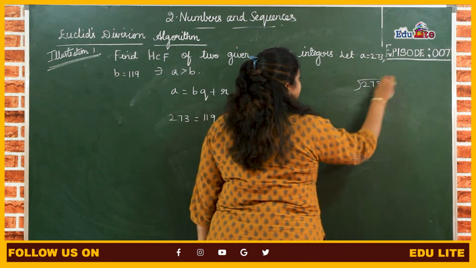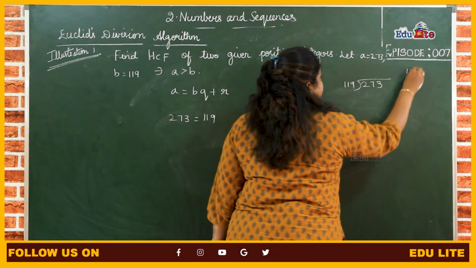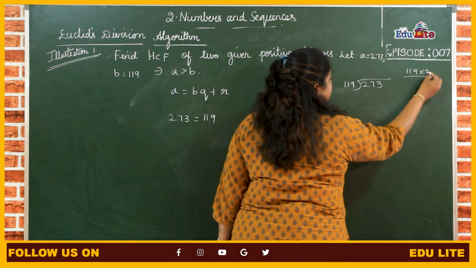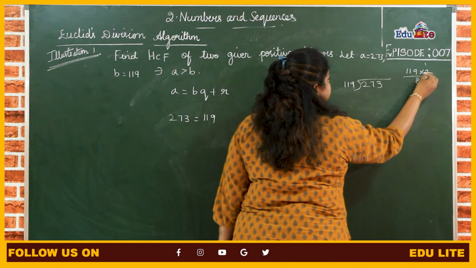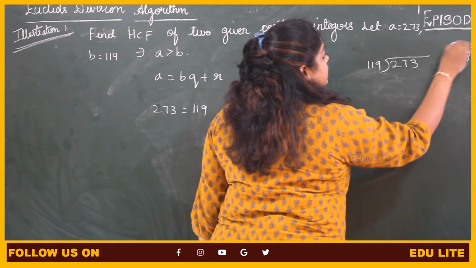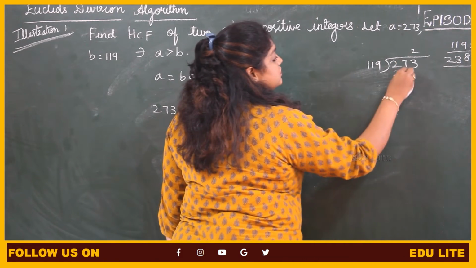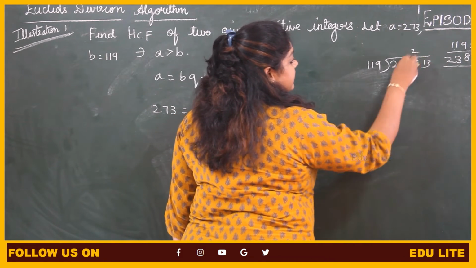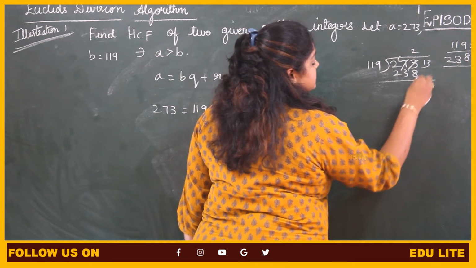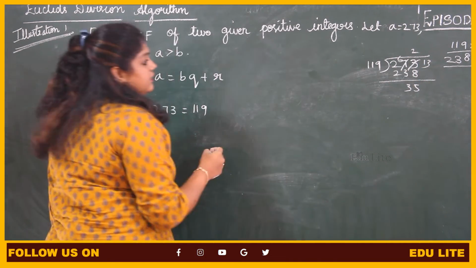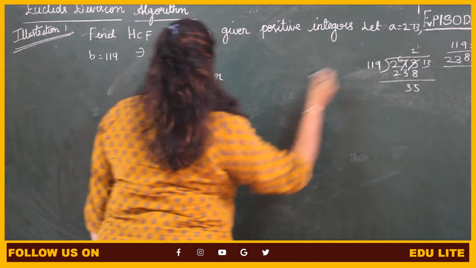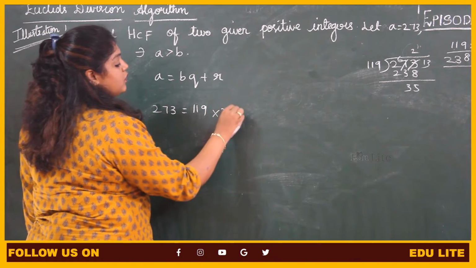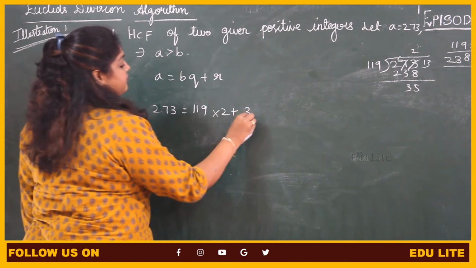273 divided by 119. Let us take 119 into 2. What will we get? 2 nines are 18, 1 balance, 2 ones are 2, 3, 2 ones are 2. So 2 times 2 is 38... 273 minus 238 gives 35. The quotient is 2. So 119 into 2 plus the remainder is 35.